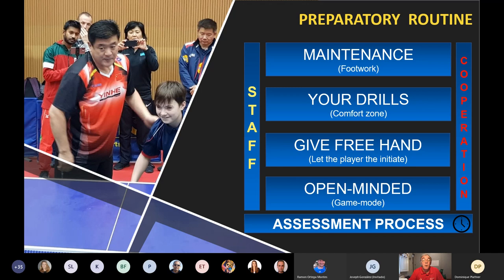Overall in a match, the footwork goes in a sort of regular routine, either sideways or stepping around, cross legs. Actually, you mix up more, but everything is coming to maintain that status. Your drills, of course.